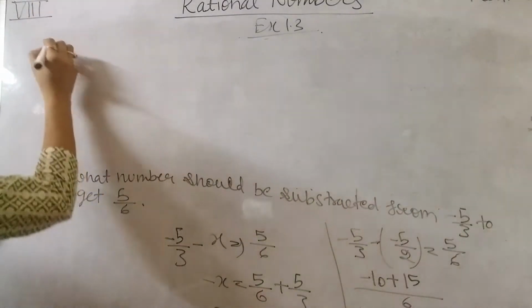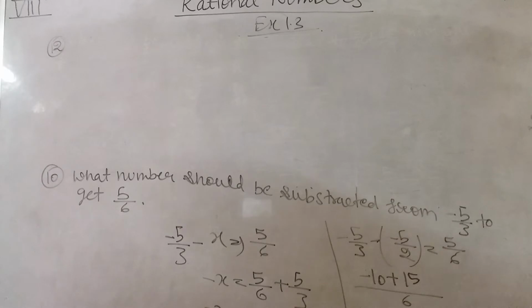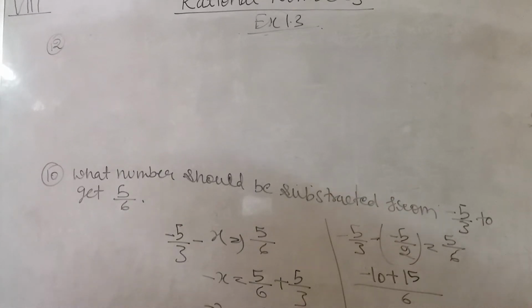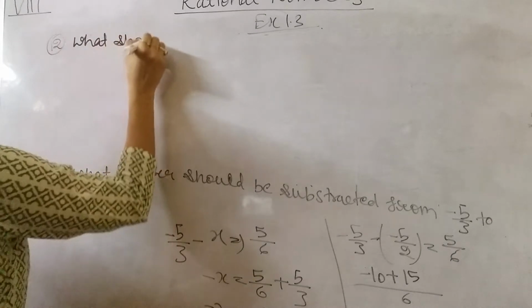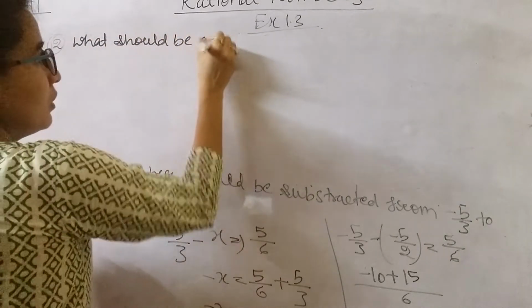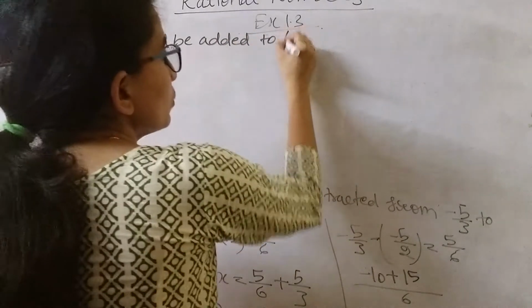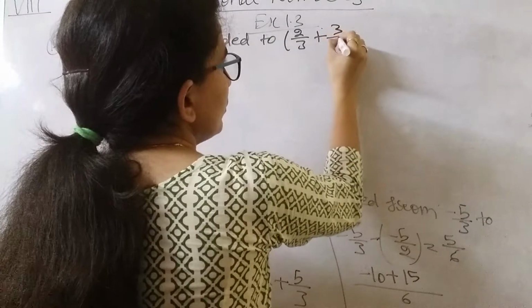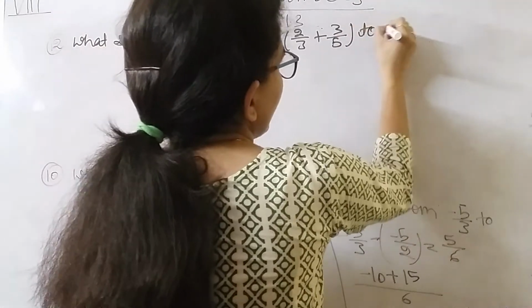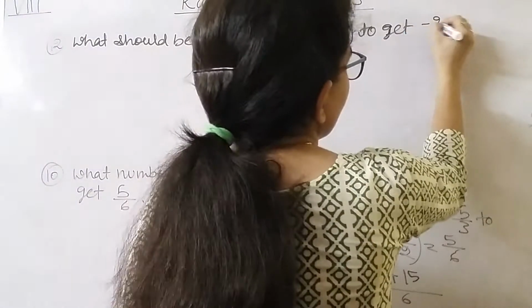Now we have question number 12. What should be added to 2 upon 3 plus 3 upon 5 to get minus 2 upon 15.